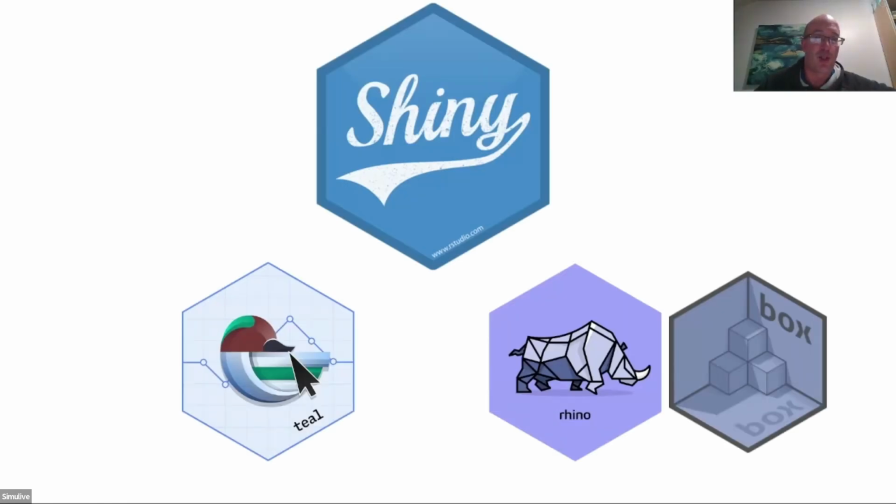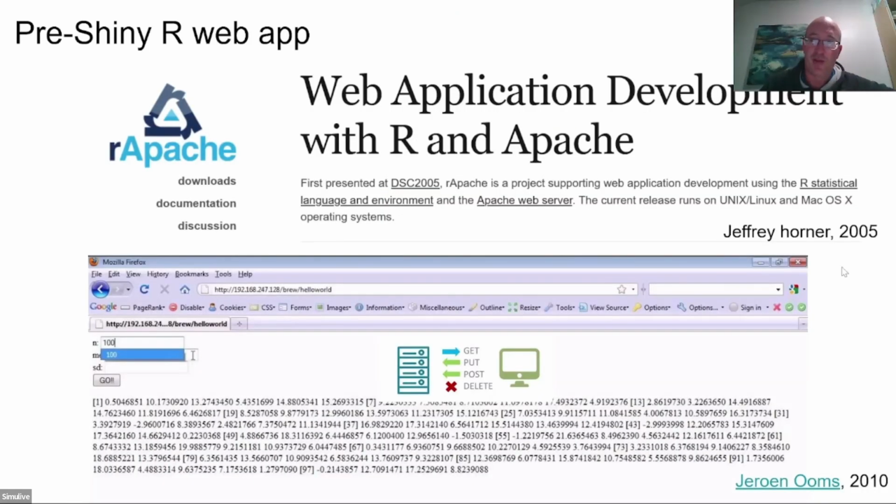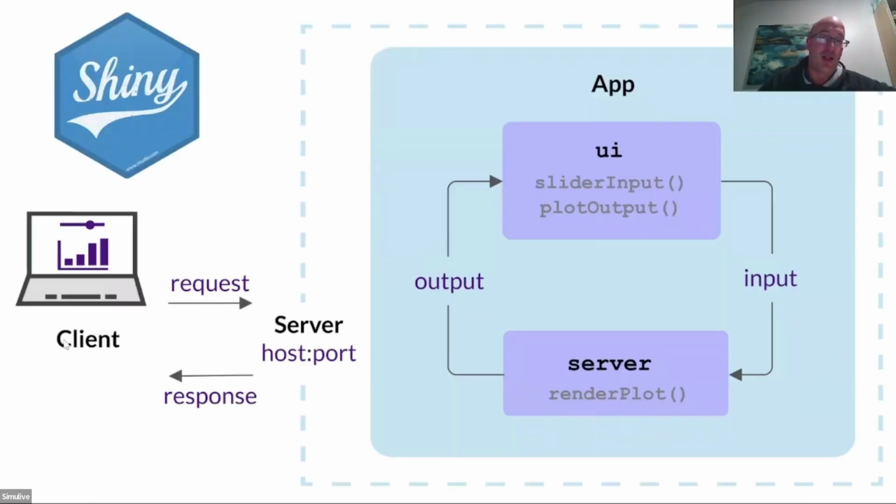Next, I will focus on the Shiny framework, and specifically the Teal, Rhino and Box frameworks. Even before Shiny was a thing, around 2005, Jeffrey Horner introduced a package called rApache to bridge between Apache and R. Later on, around 2010, Jeroen Ooms introduced the Brew package to handle the GET, the POST, the PUT, and look how simple the UI was. But then Shiny was introduced later on to make things even nicer. And Shiny introduced the relationship between the UI and the server to manage the input and the output the way we are all familiar with today, and also the communication with the client through the server.